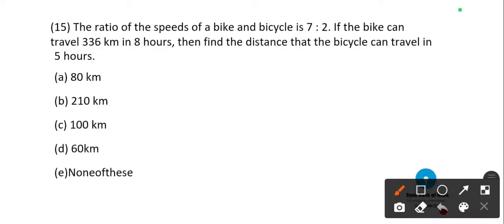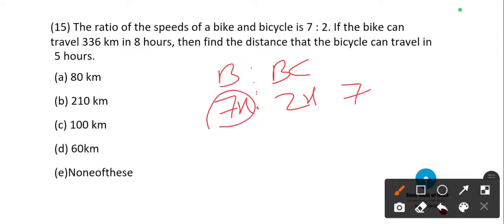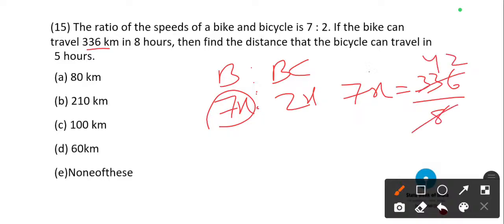Let's see this one. The speed of a bike and a bicycle are in the ratio of 7:2. Let's make them 7x and 2x. If the bike can travel, so the bike speed is 7x. Speed equals 336 kilometers in 8 hours, so 42. 42 equals 7 times x, so the x value will be 6. So 7 times 6 is 42, the speed of the bike, and 2 times 6 is 12, the speed of the bicycle.